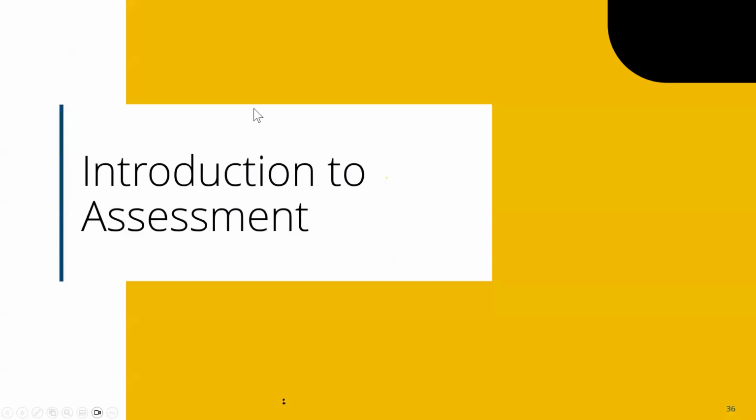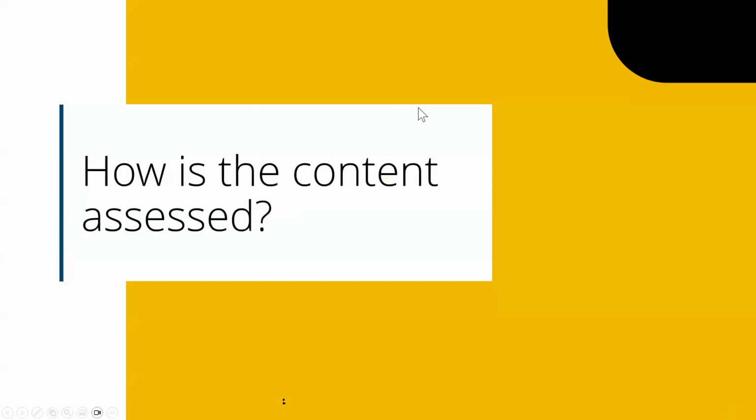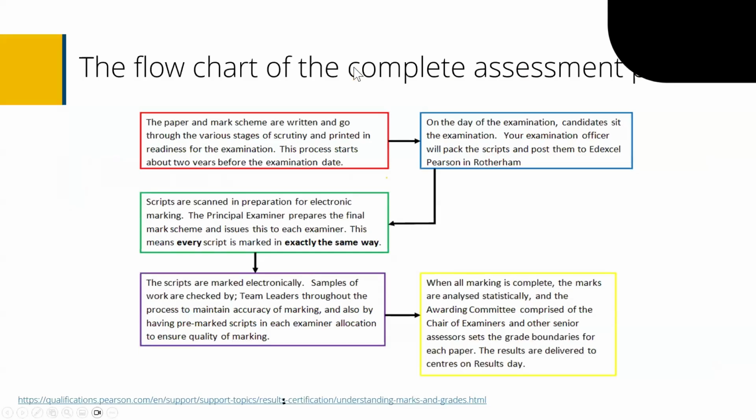So the next thing here is, how is the content actually assessed? And if I start with what I just said now, how is it assessed? You've got the different boxes here. The red box is basically mentioning that the papers and mark schemes are written starting approximately 2 years before the date of the examination. There are 8 stages of writing, committee meetings, and scrutiny in the preparation of assessment materials. And that's why they start so early.